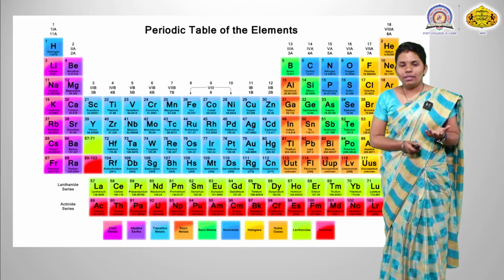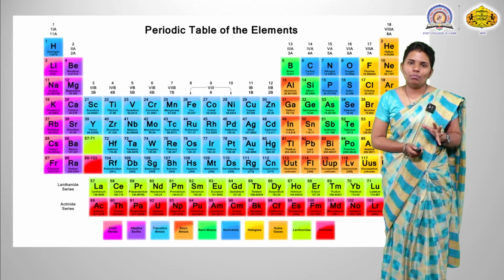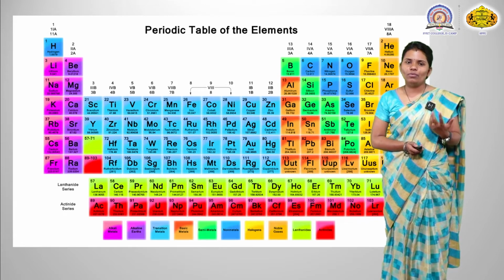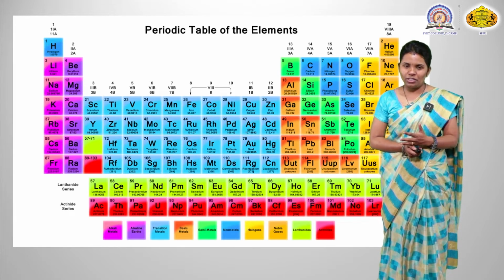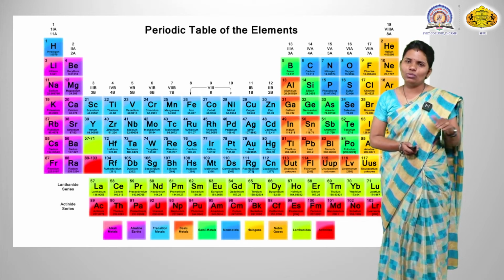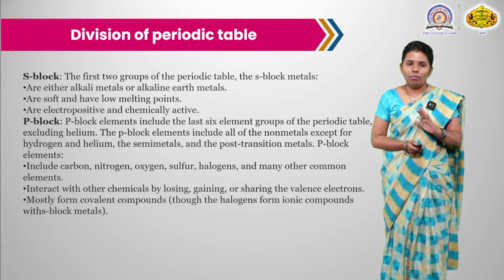Basically, in the periodic table we can see on the left hand side they are the electropositive metals, as they have only one electron in their valence electronic configuration. So they have a tendency to lose the electron and get stabilized. Therefore, they are electropositive metals.